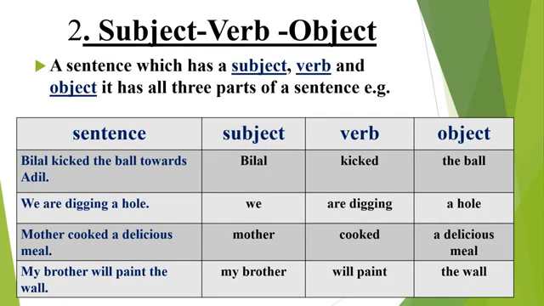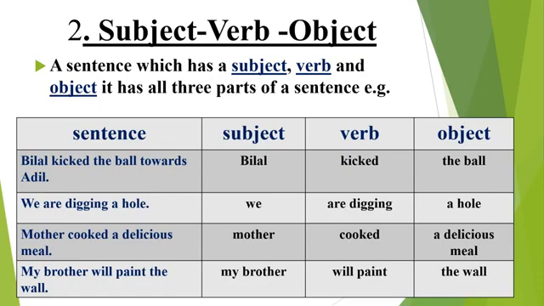Let's look at the second structure, subject, verb, and object. A sentence which has a subject, verb, and object has all three parts of a sentence. For example, Bilal kicked the ball towards Adil. In this sentence, Bilal is subject, kicked is a verb, and the ball is object.